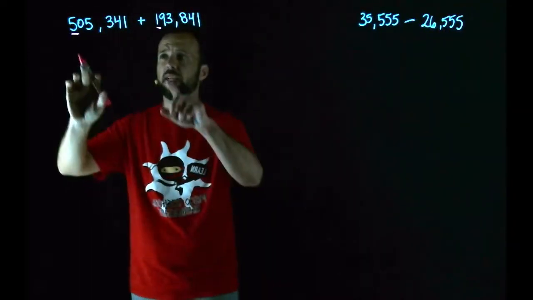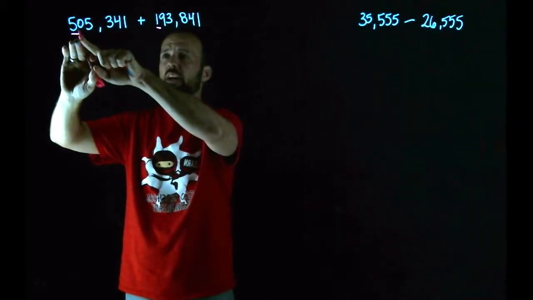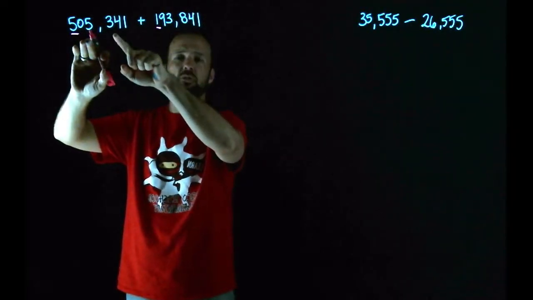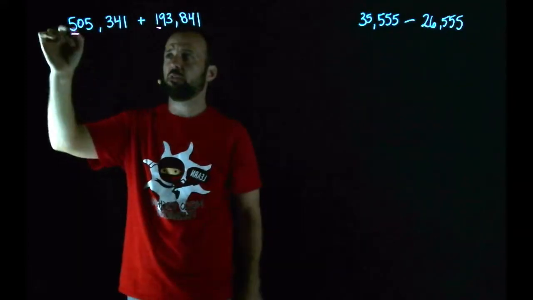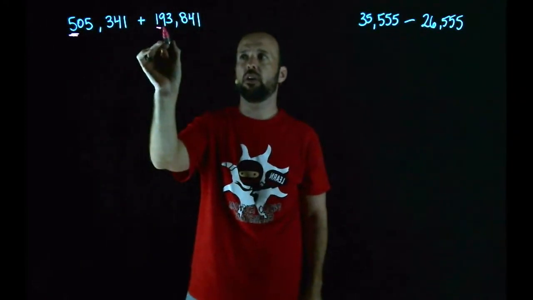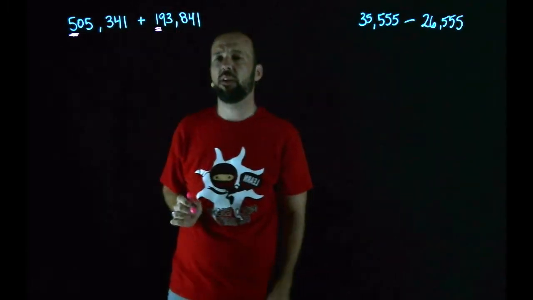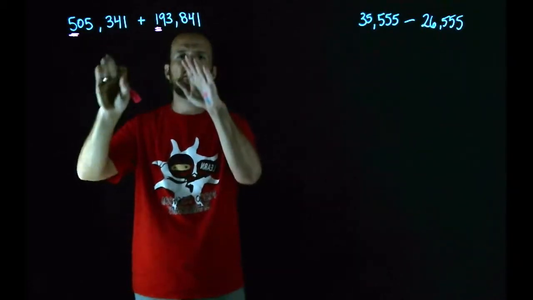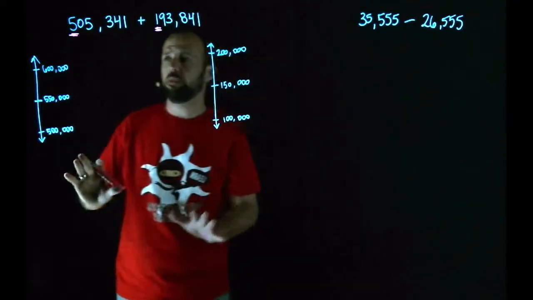And what I want you guys to do first is think about the number 505,341. What would you round this number to if we were rounding to the hundred thousands place? Same thing for 193,841. We're rounding to the hundred thousands place using your vertical number line. Try it out yourself. What would these two numbers round to? All right, awesome. Thank you guys for showing me your work.